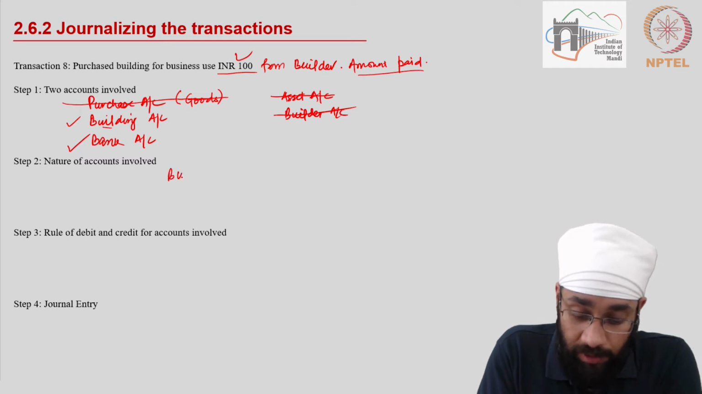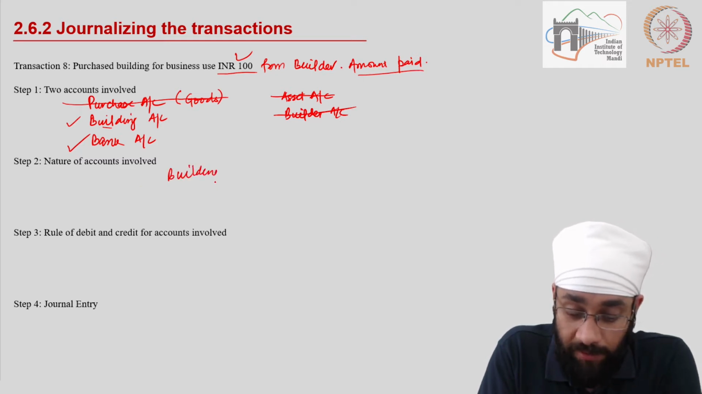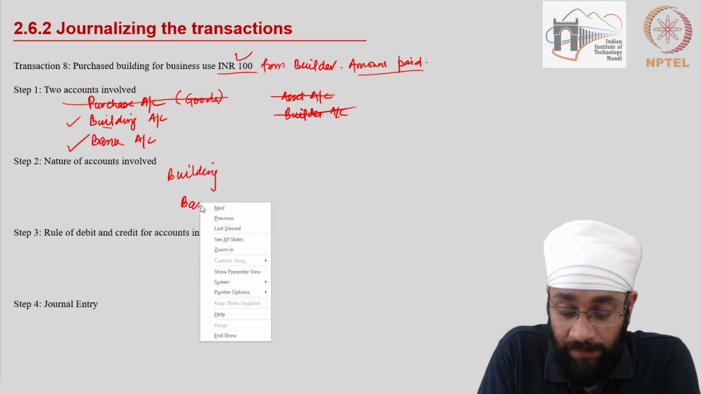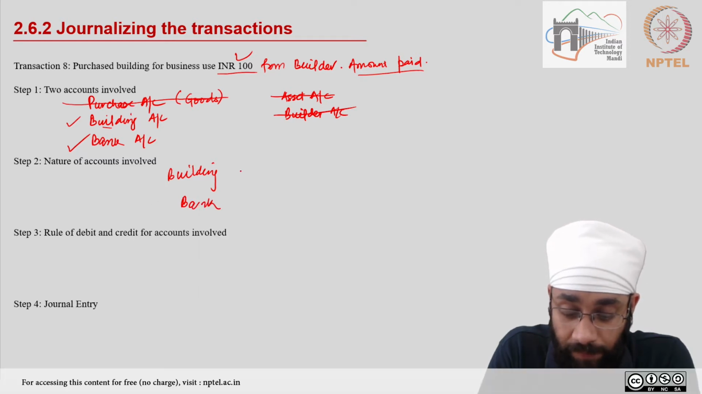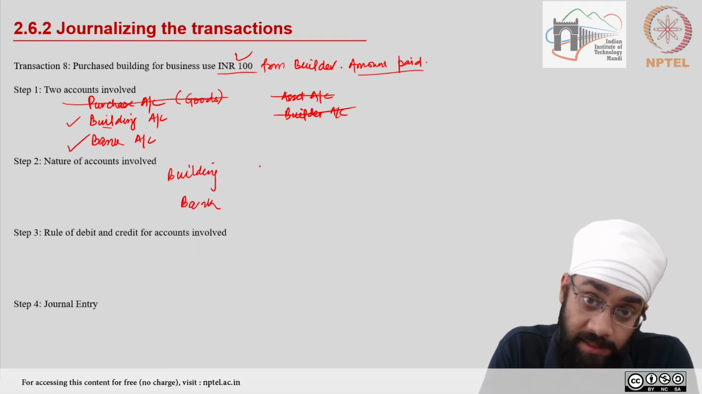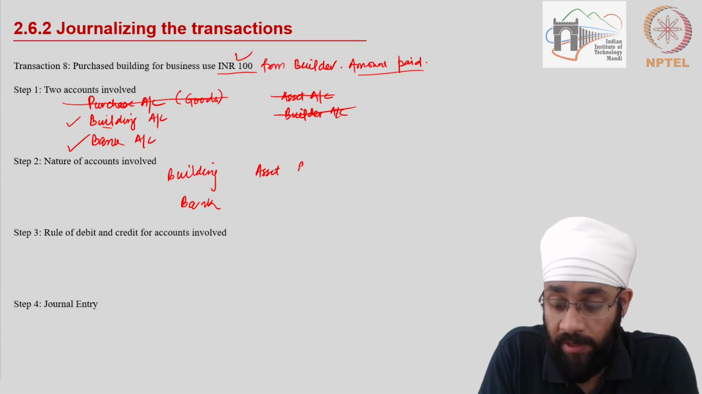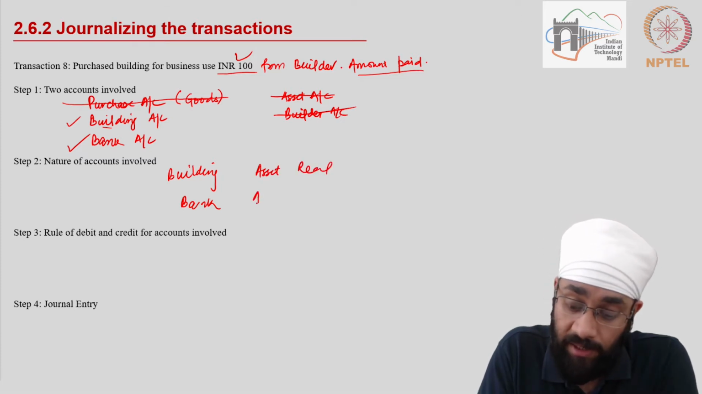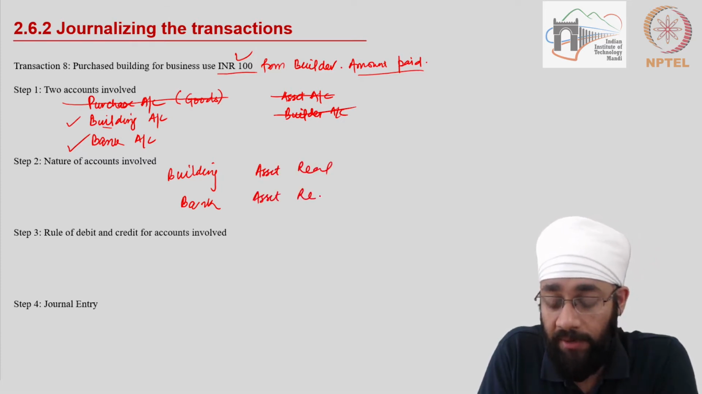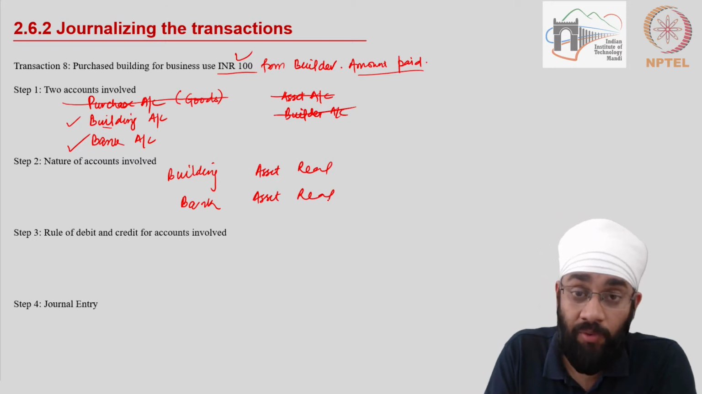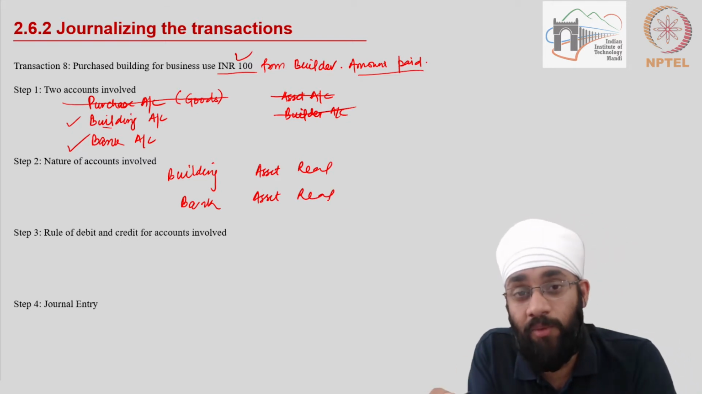Okay, the two accounts involved are building account and the bank account. Building is an asset. All assets are real account. Bank is also an asset and real account. The rule is debit what comes in, credit what goes out.